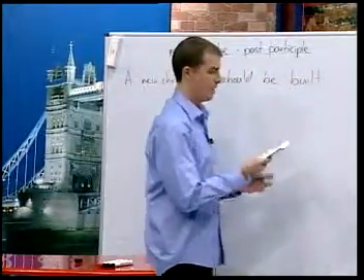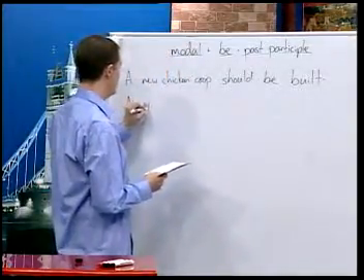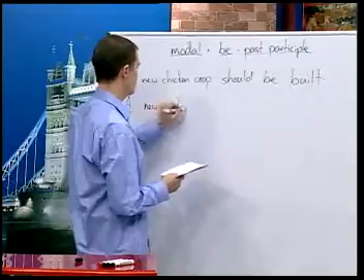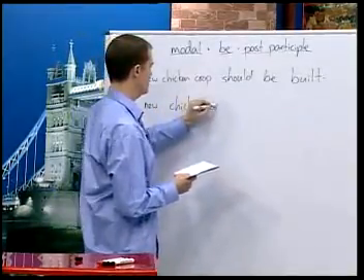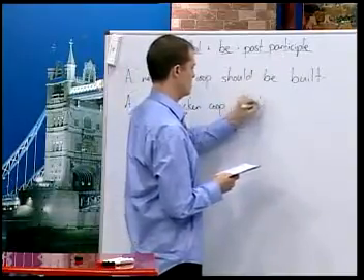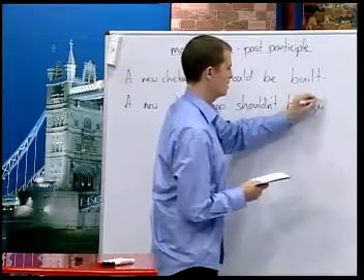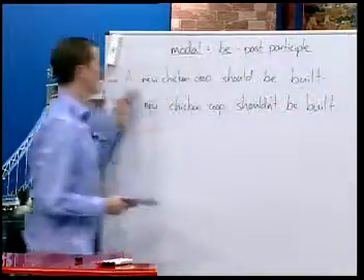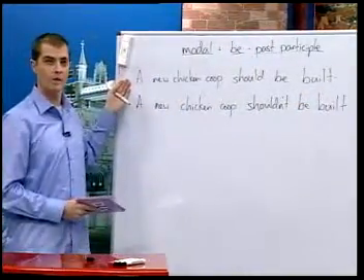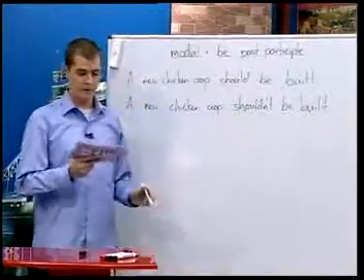The negative form is a new chicken coop shouldn't be built. Positive, a new chicken coop should be built. Negative, a new chicken coop shouldn't be built.